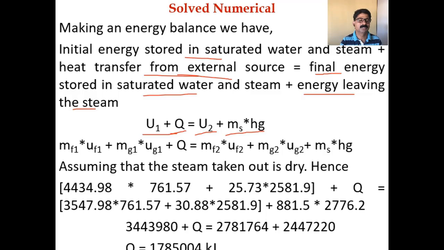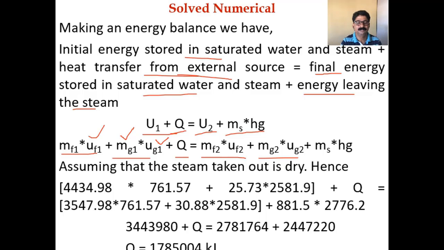U1 is nothing but Mf1 into Uf1 plus Mg1 into Ug1. Now you can understand why I kept Mf1 and Mg1: the mass of saturated liquid should be multiplied by the internal energy of the saturated liquid, and the mass of saturated vapor by the internal energy of the saturated vapor. Plus Q, which is unknown. Final state: Mf2 Uf2 plus Mg2 Ug2.